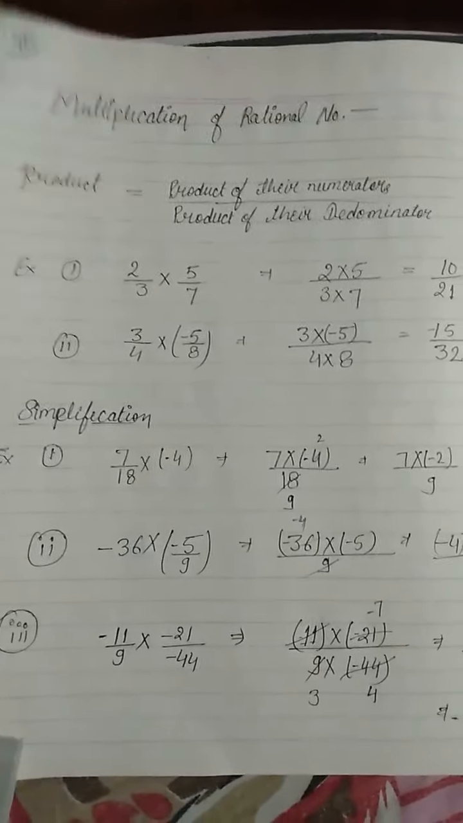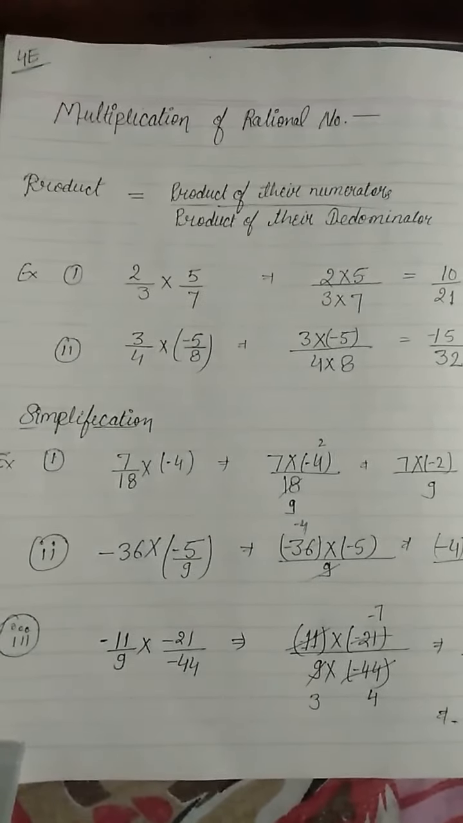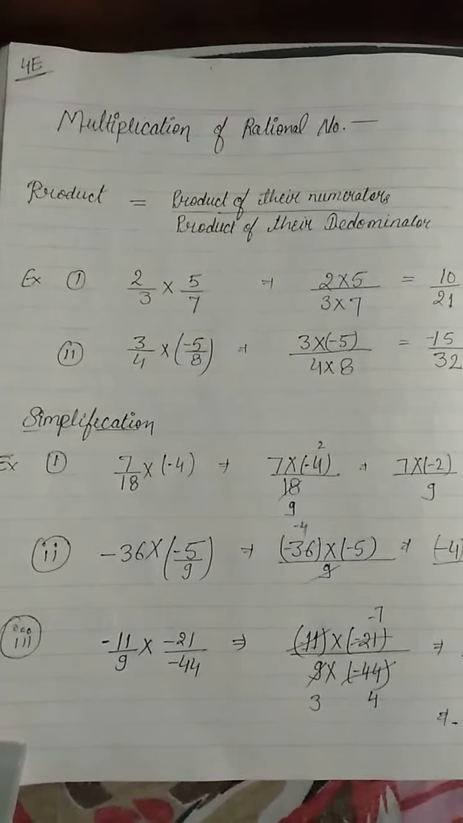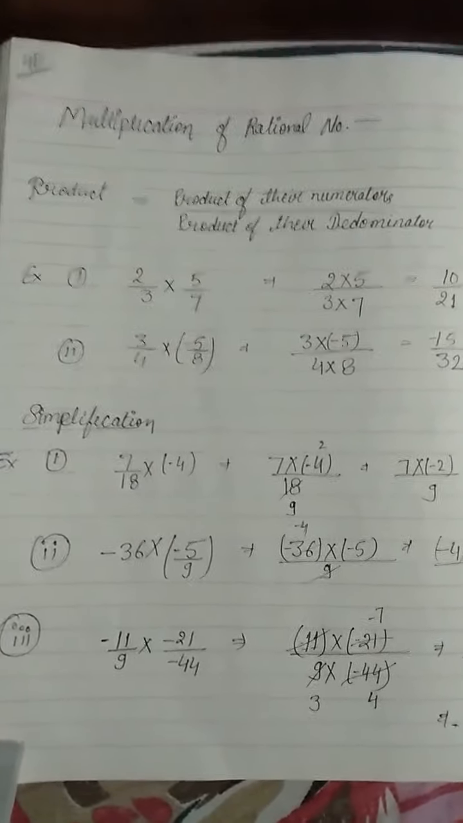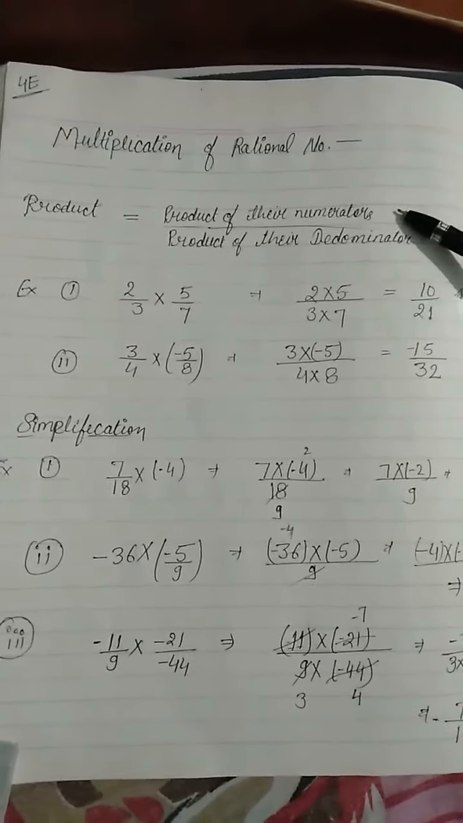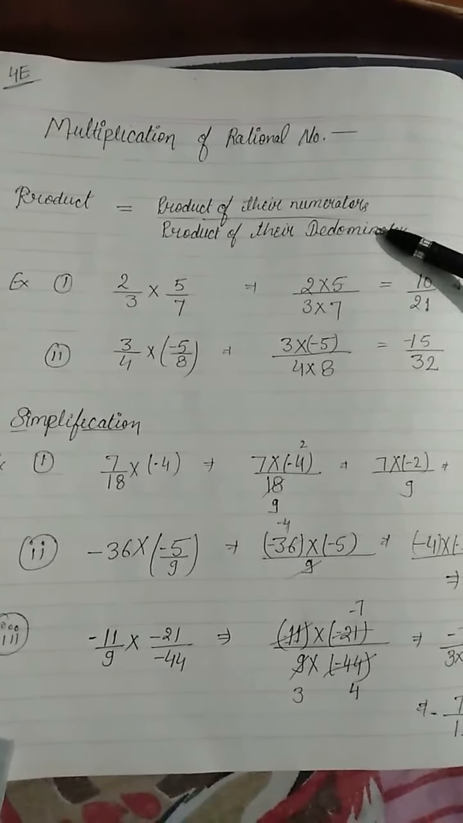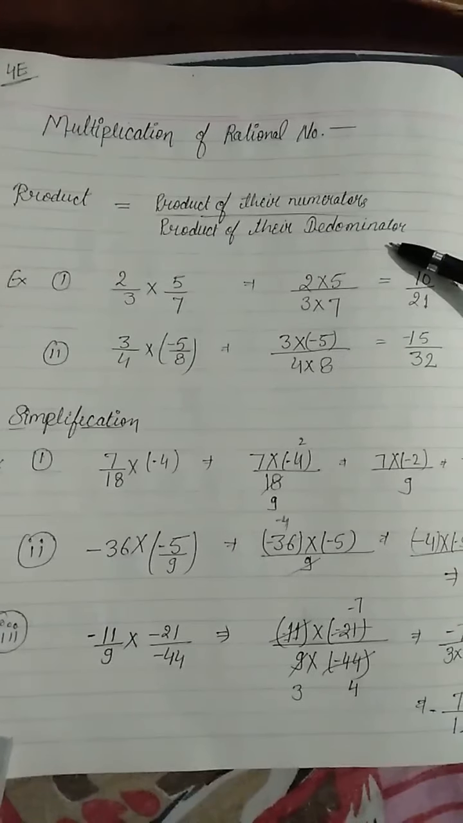Hello students, today we are going to start multiplication of rational numbers. For the multiplication of rational numbers we will follow this formula. The formula is product of their numerators divided by product of their denominators.